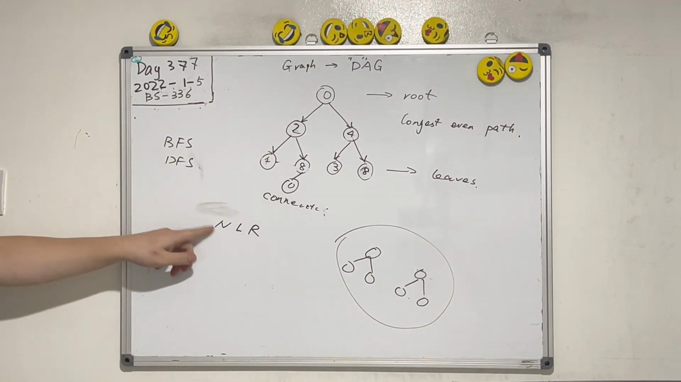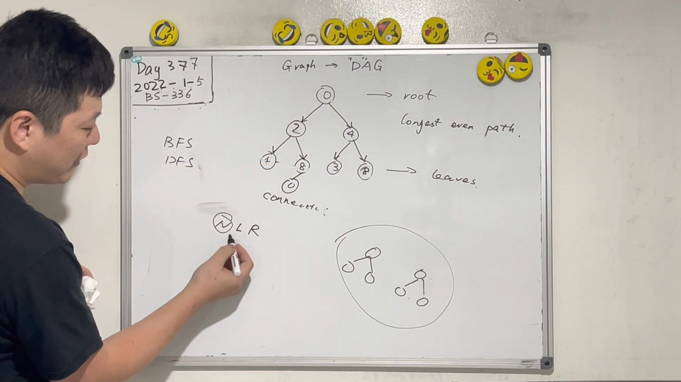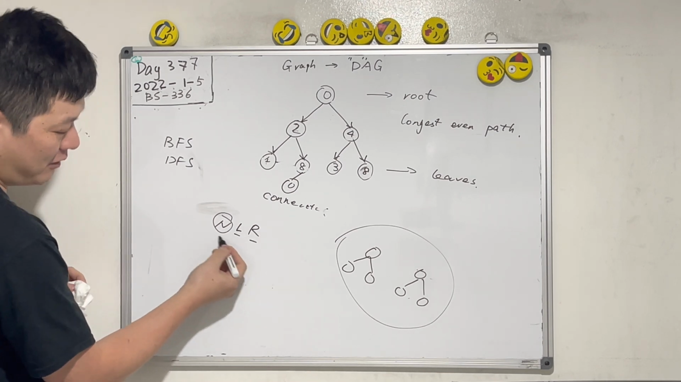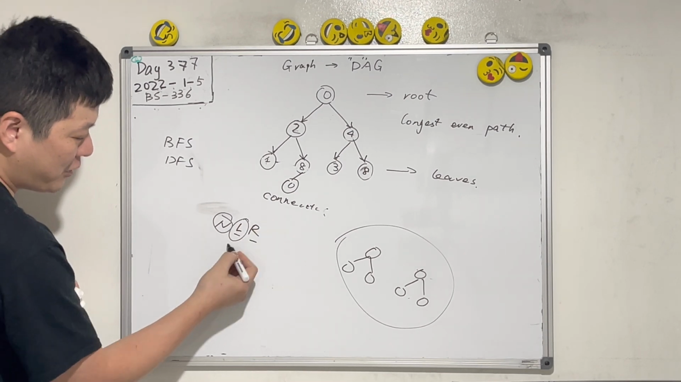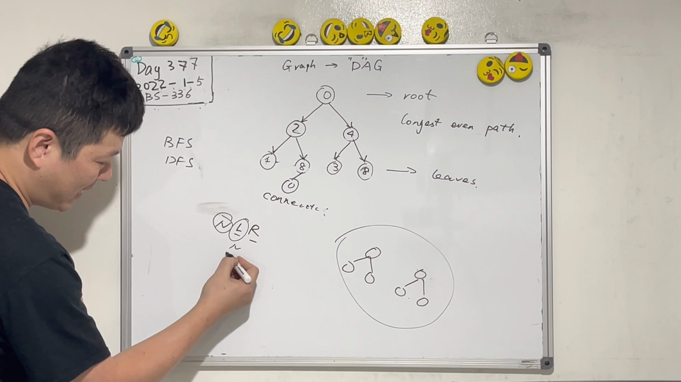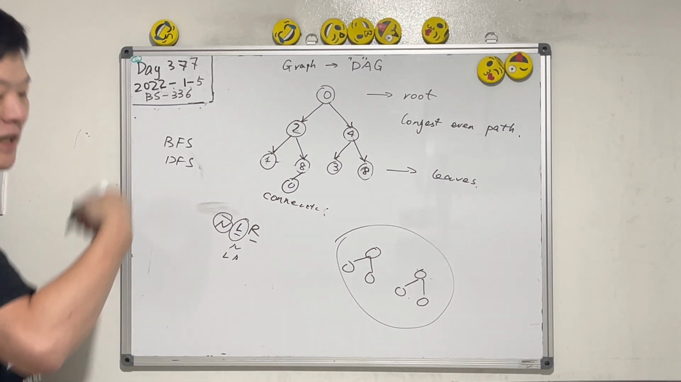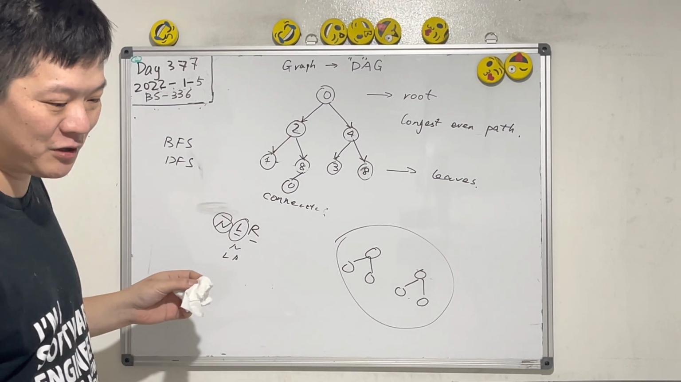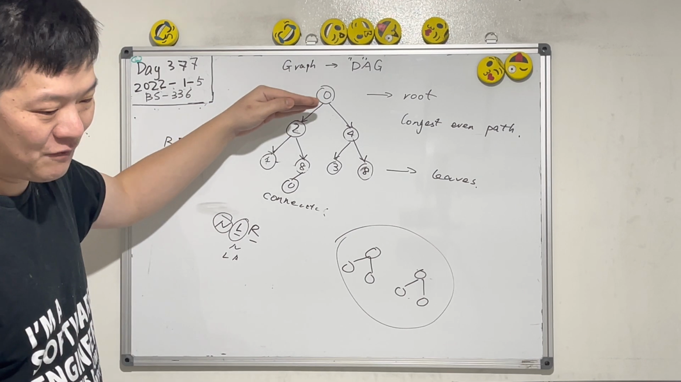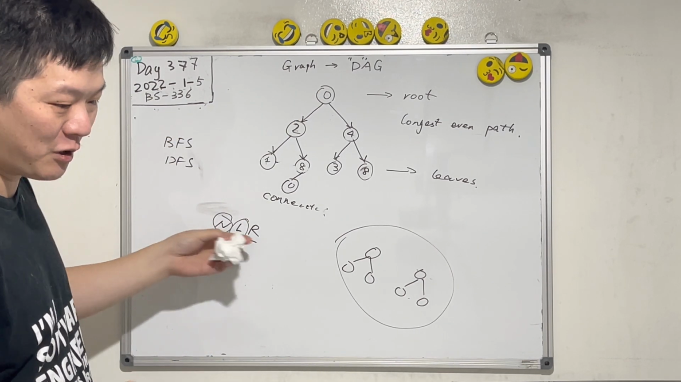Well done. Look, we visit the node first, then we go to the left tree, and then to the right tree. And for the left tree also, we go to the node first, then the left tree, right tree. So it's a recursion. We can easily use recursion to do the depth-first search, depending on which order we want.